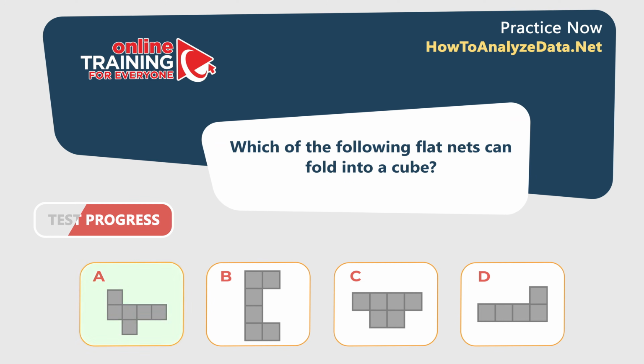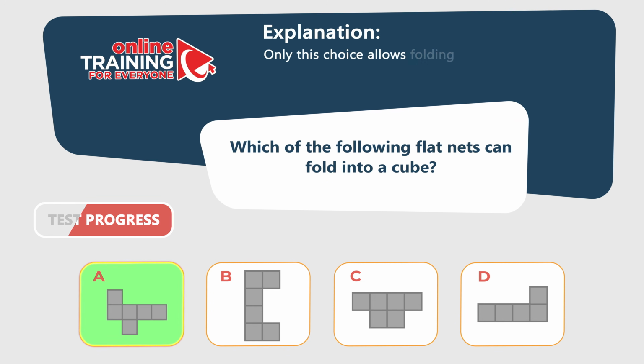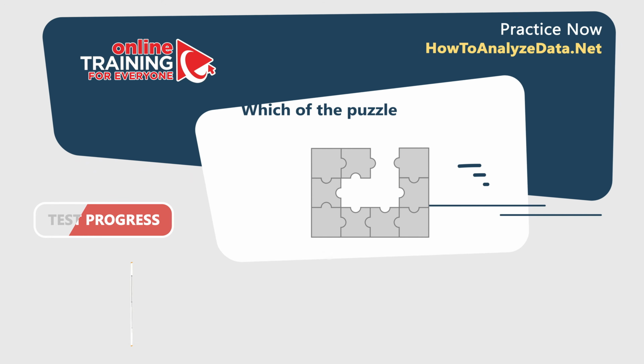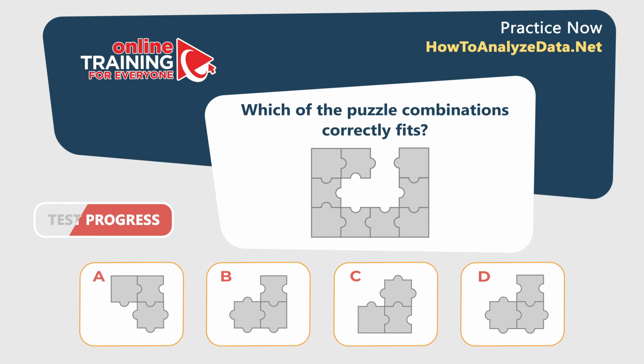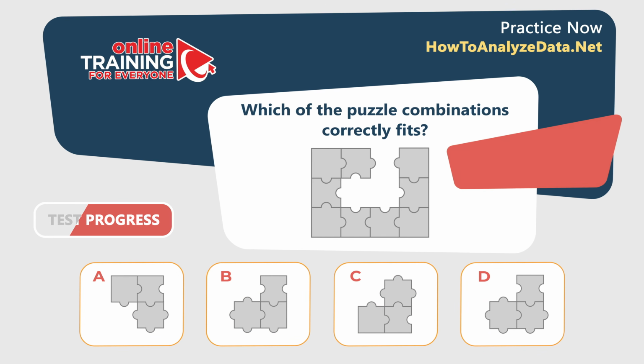The correct answer is choice A, and here's why. Only this choice allows folding into a 3D cube. Which of the puzzle combinations fit correctly? Your choices for the answers are A, B, C, and D.